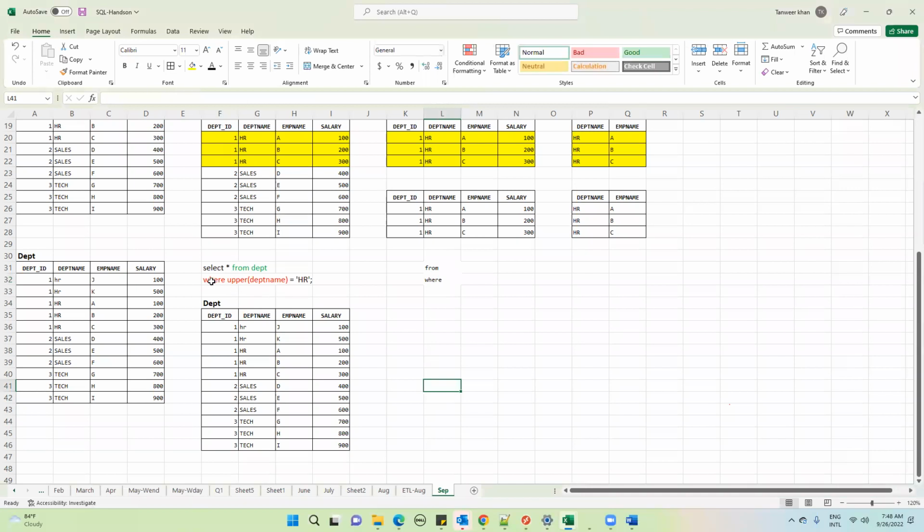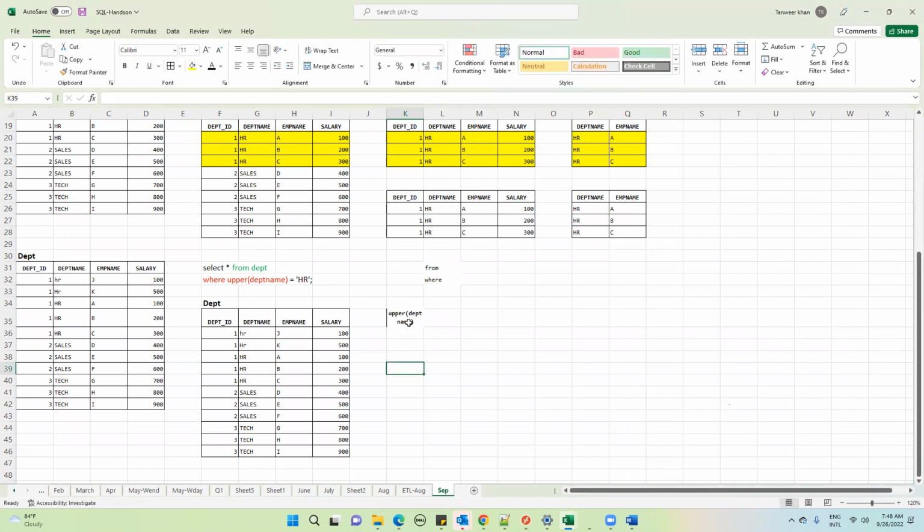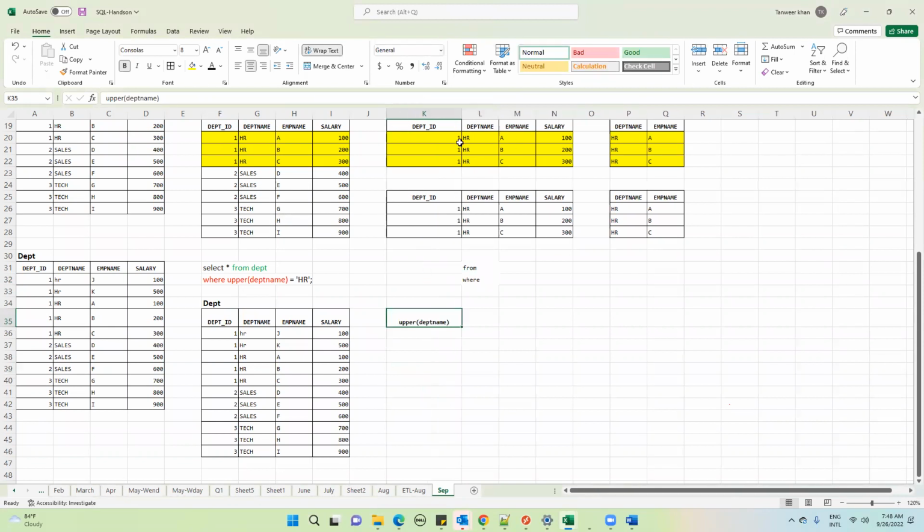Then the SQL will see what the condition is. The condition is that the user has mentioned UPPER department name. It will stop here. Quickly, first of all, it will perform this task. Whenever you are writing UPPER department name, SQL will convert all the department names in uppercase.